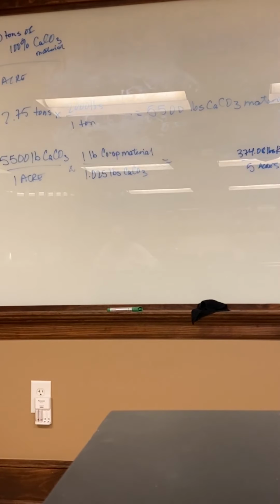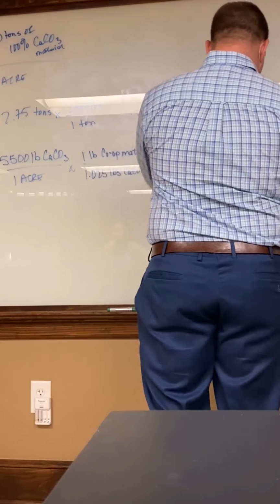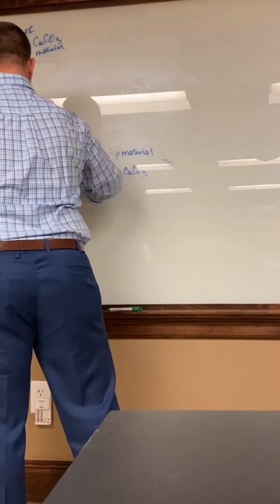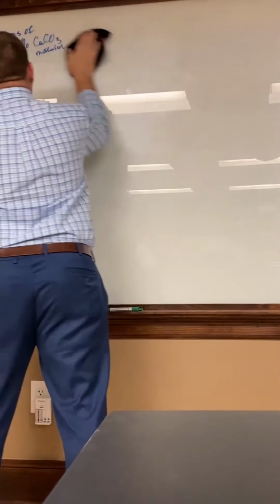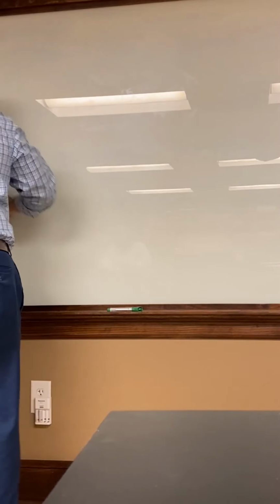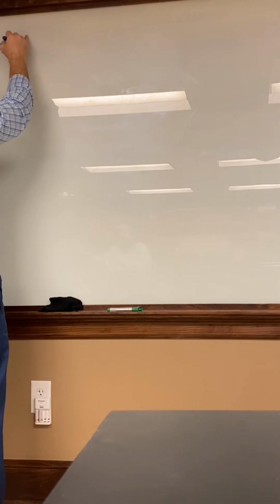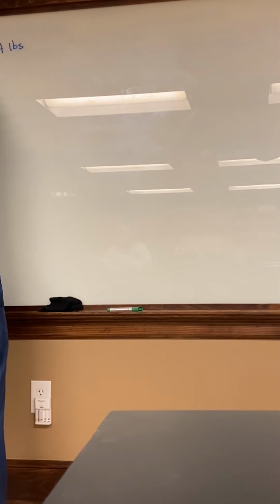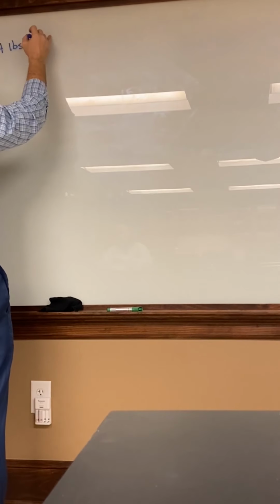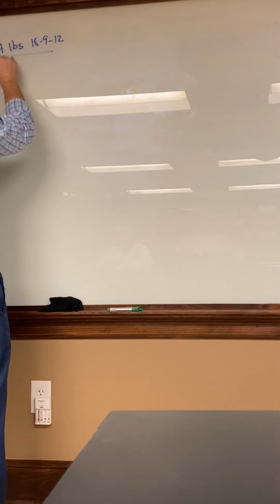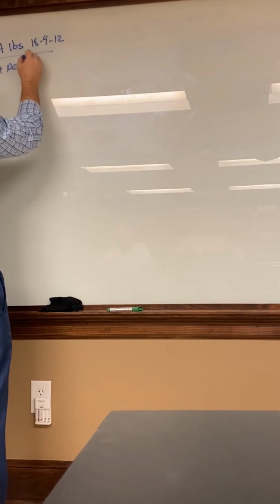Can we do one of these? So the producer applied 144 pounds of an 18-9-12 to a 4-acre field. So 18, 9, 12. How much elemental P was applied per acre?